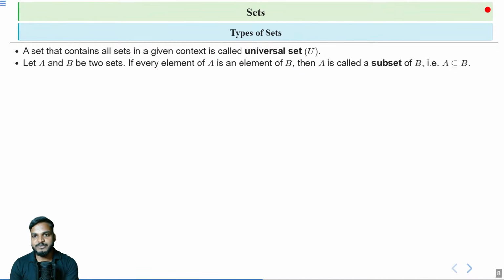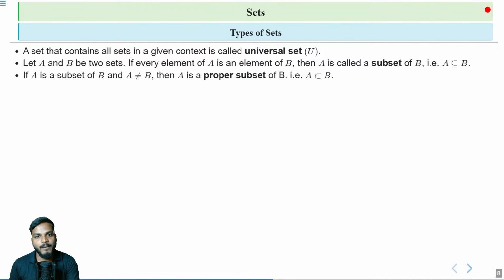Now we define subset. So if A and B are two sets, and if every element of A is an element of B, then A is called a subset of B. And if every element of B is an element of set A, then we call B is a subset of A. And how we denote this? We denote it as A is a subset of B. So if we say A is a subset of B, then if an element x belongs to A, then it also belongs to set B.